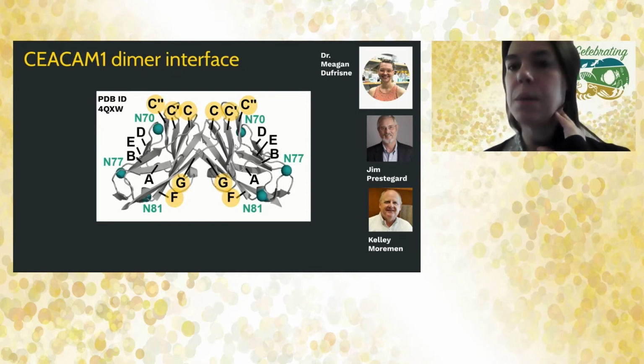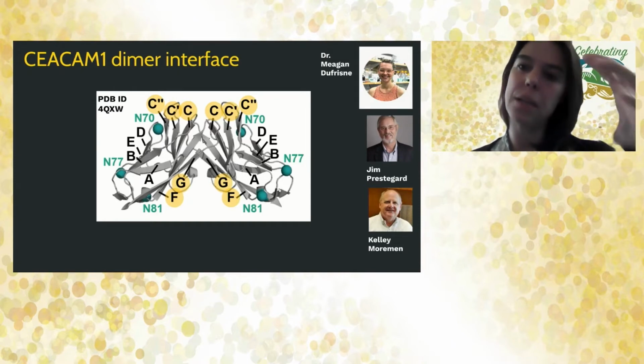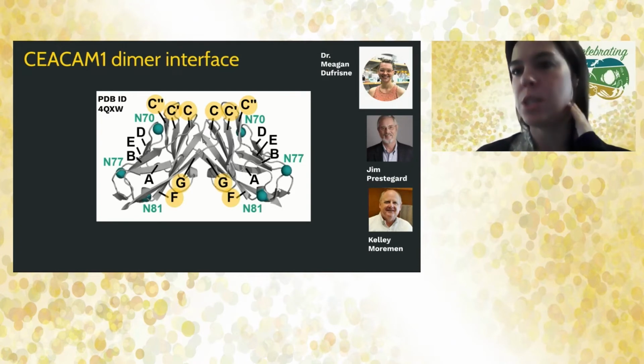And the CEACAMs, because their ectodomains are actually glycosylated, in the N-domain it's glycosylated at 3 different sites. And so the crystal structures, until recently, when my postdoc Megan crystallized the truncated glycosylated protein, which has the exact same dimer.